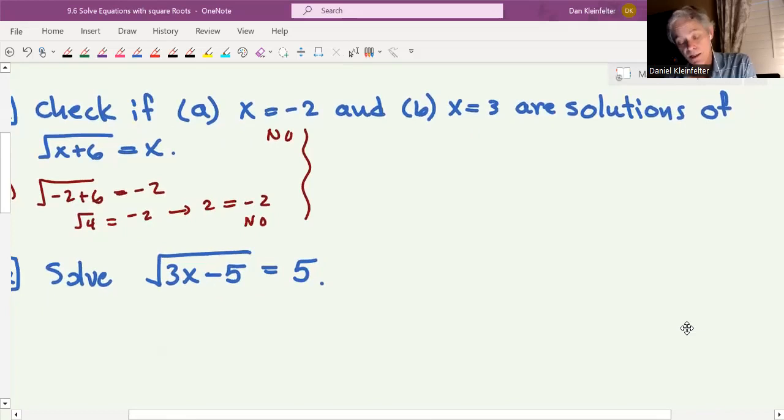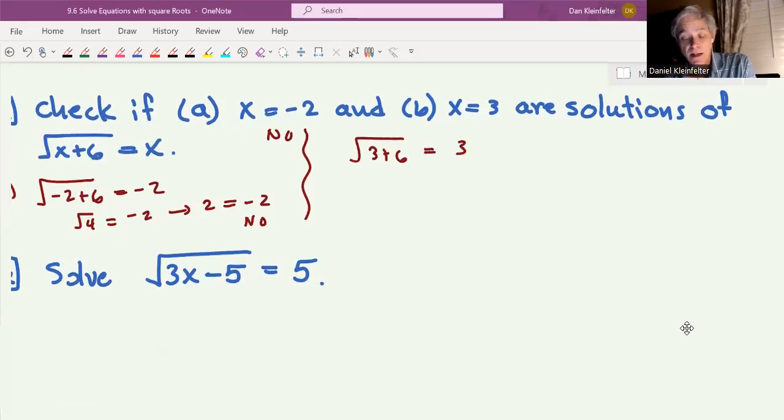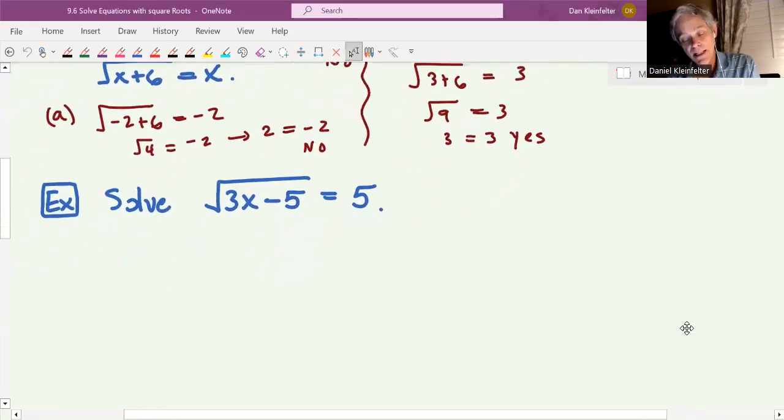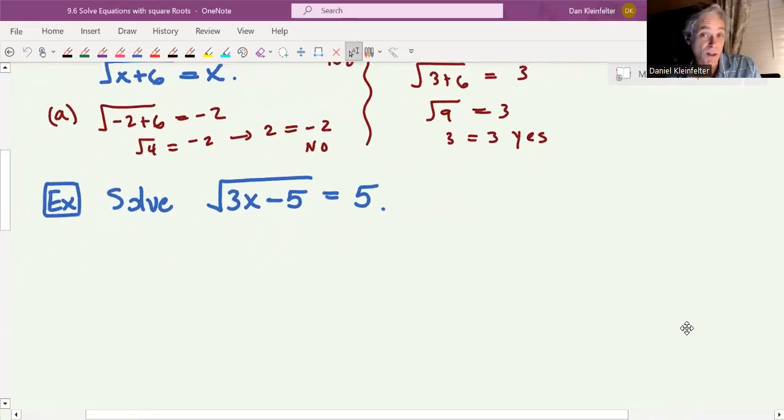Let's check 3 next. So we're going to have the square root of 3 plus 6 equaling 3. 3 plus 6 is 9. We have the square root of 9 equaling 3. The square root of 9 is 3. 3 equals 3. That looks like yes. So in the first case, the -2 was not a solution. 3 is a solution. All right, so the basic step for solving a root equation is to square both sides.